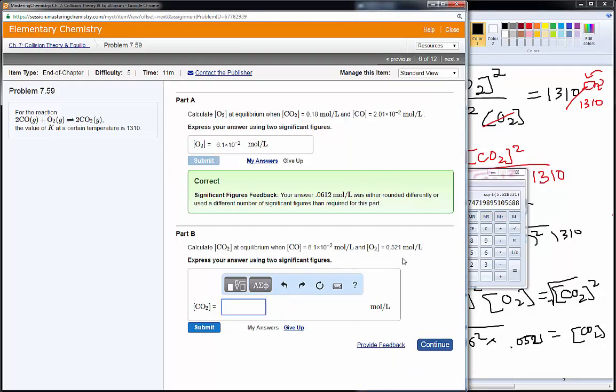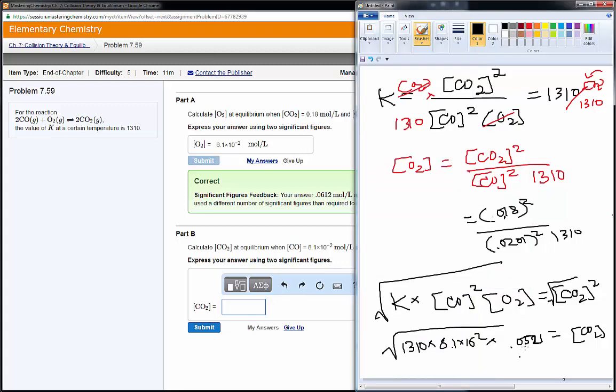I'm sorry, look at that. I did it again. 0.521, 0.0521. Look at me. That's terrible. Off by a factor of 10. I can't manage to get this decimal in the right spot. Glad I noticed that before I put the answer in.